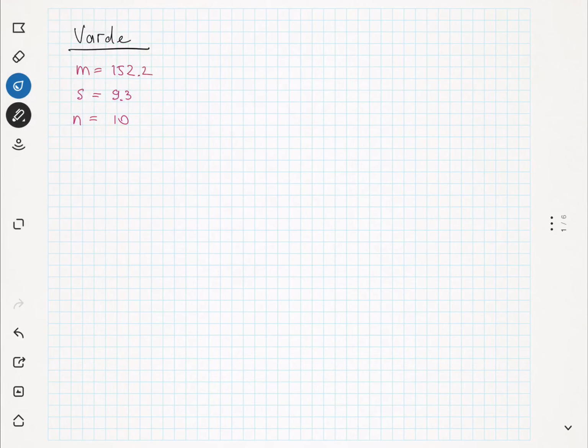Well, first thing we need to do is to calculate a standard error, right? Because we are going to use the t-distribution, it will be s over square root of n. So it gives us 9.3 over the square root of 10, which is 9.3 over approximately 3.16. This is the square root of 10, which gives us 2.94. Okay, so this is our standard error.